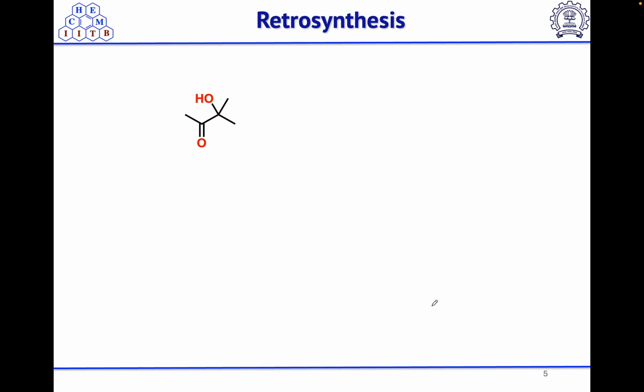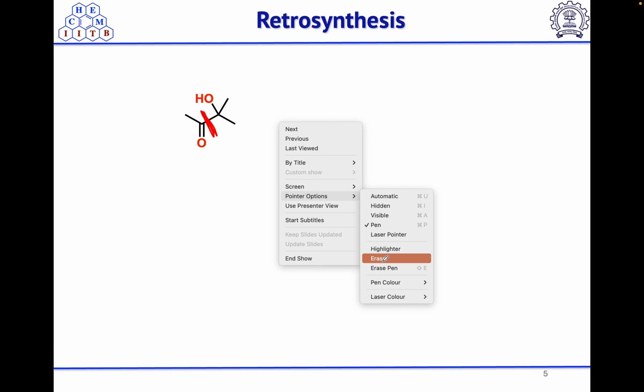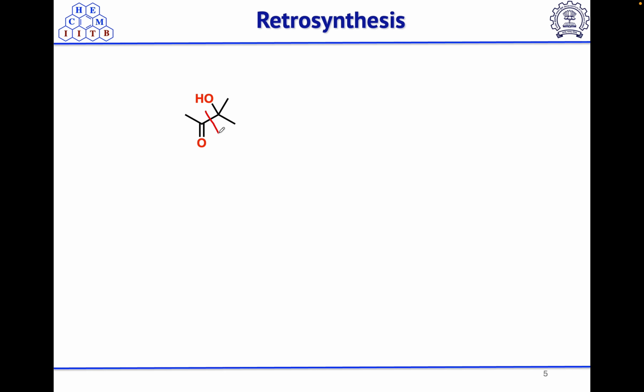If you see this molecule, it has one carbonyl group and another hydroxy group, and the positions of that carbonyl and hydroxy group are alpha, like an alpha hydroxy ketone. So how can we plan, or what disconnection can we do? I am giving a clue: we can think about this C-C1 bond disconnection approach.